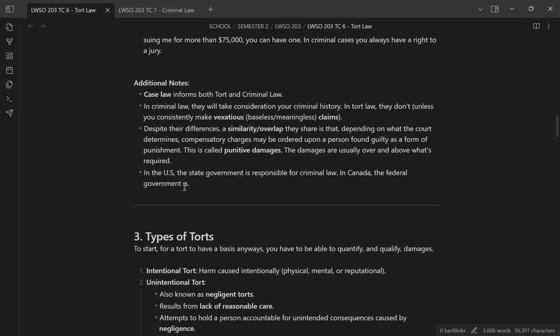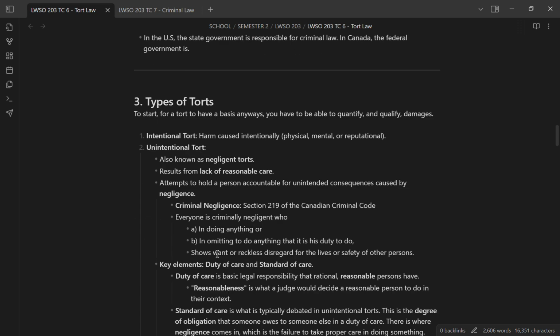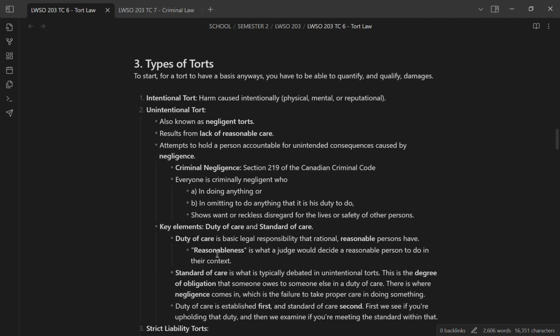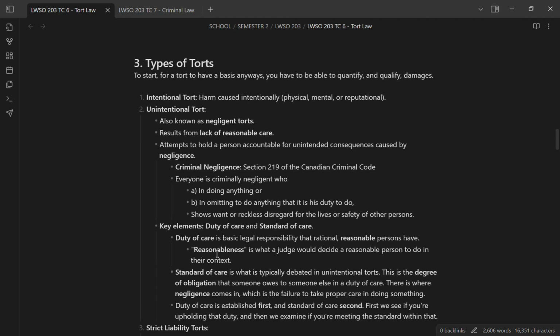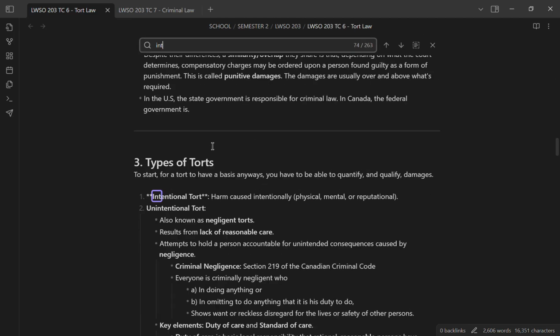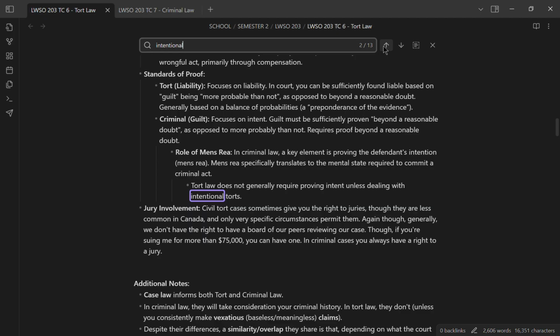Right. All right. Now we're going to get into specific types of torts, kind of defining torts. This is very, very important. So we have intentional torts. Again, like we looked at earlier, when it comes to intentional torts, that's when you have to prove intent.